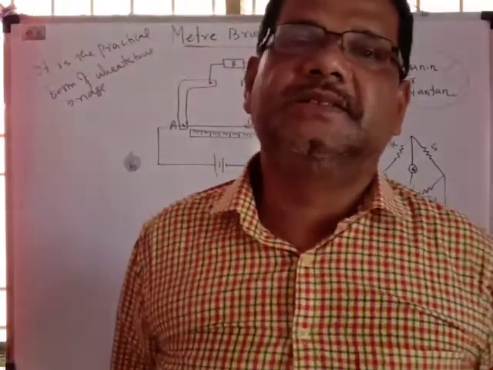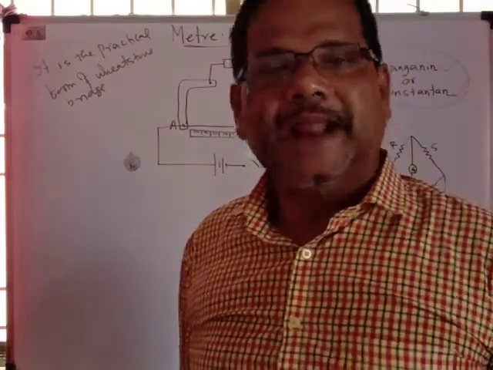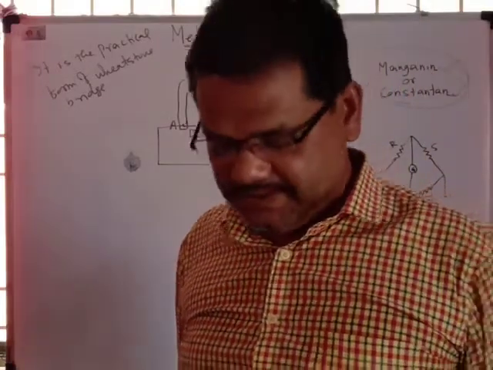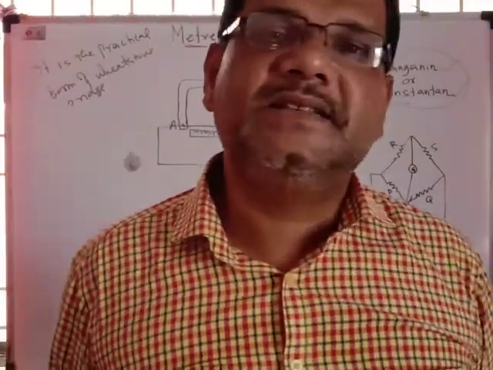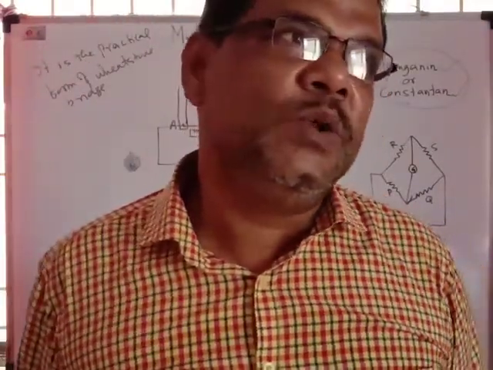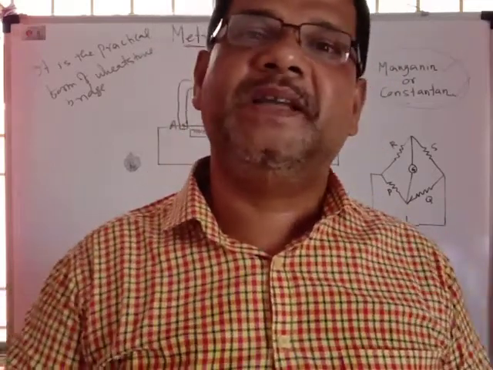Today we have to discuss the meter bridge. Actually, the meter bridge is the practical form of the Wheatstone bridge. And you know, the balance condition of the Wheatstone bridge is that when no current flows through the galvanometer, then we get the ratio P by Q equal to R by S.